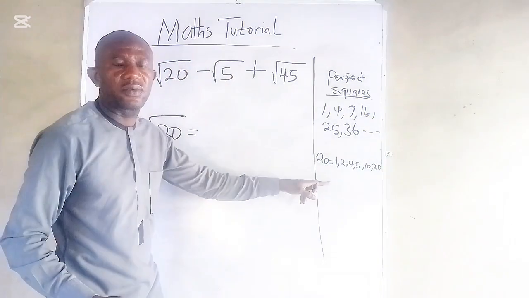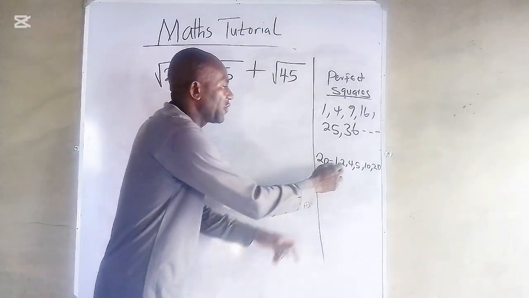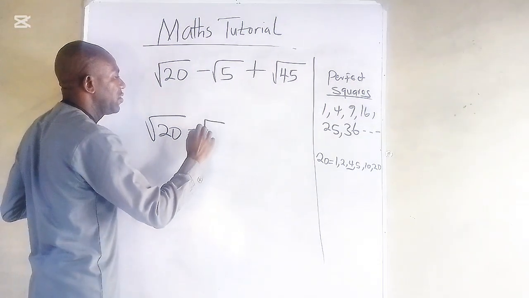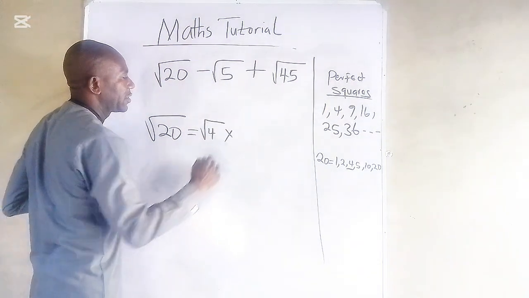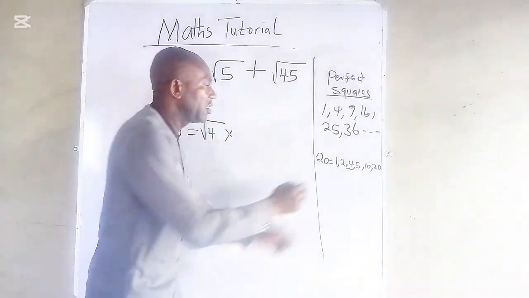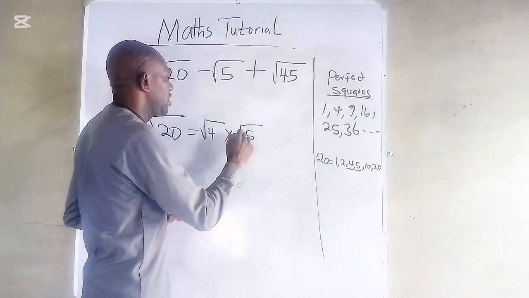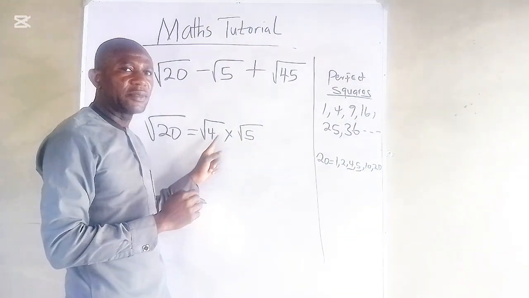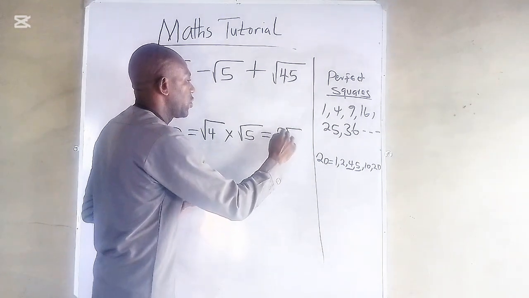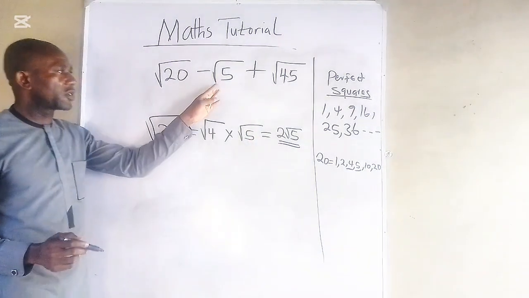Among the factors of 20, which one is the perfect square? The perfect square among the factors is 4. So we have surd 4 times, what must we multiply by 4 to get 20? It is 5, among the factors. So we have surd 4 times surd 5. And at the end you have 2 surd 5. So take note of this. Now this one, surd 5, is okay.